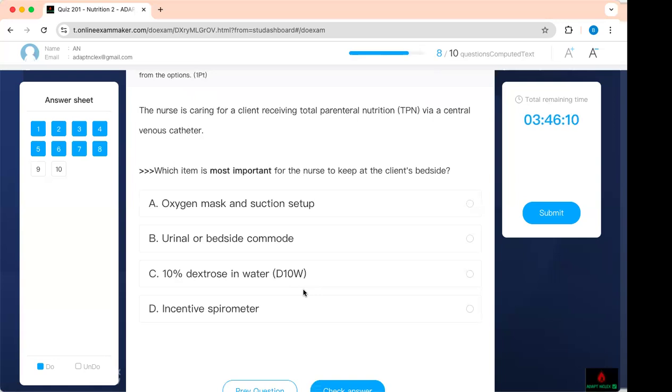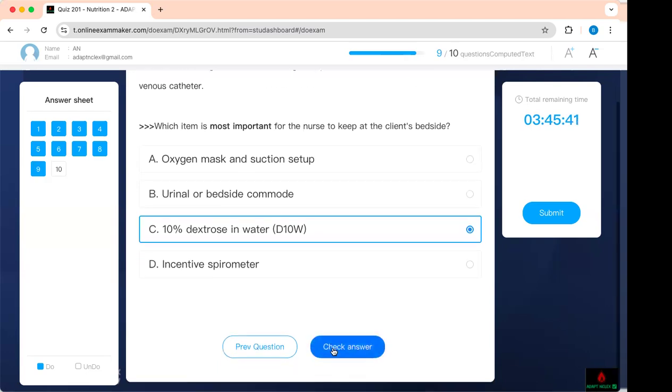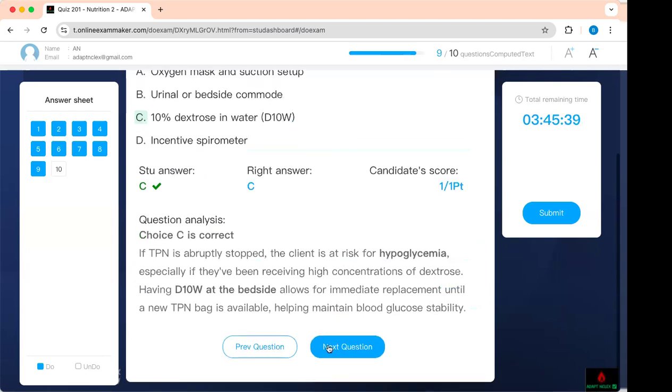Oxygen mask and suction setup, bedside commode, 10% dextrose in water, incentive spirometer. Of course, we need incentive spirometer. Of course, we need bedside commode. Of course, we need oxygen mask. But when you stop the TPN, there's a risk of hypoglycemia. So every time somebody is getting TPN, they need D10 available. As soon as we stop it, we hang the D10 to keep their sugar normal. So don't forget that concept.